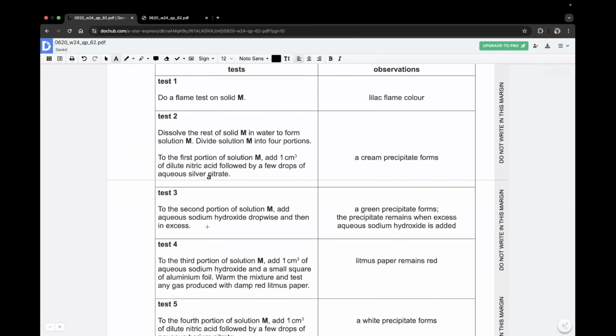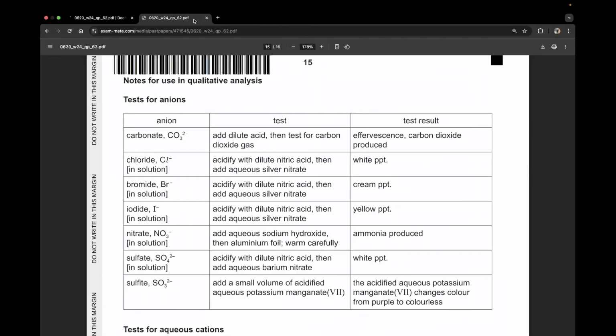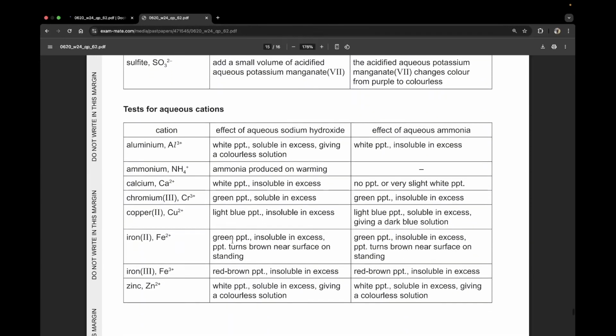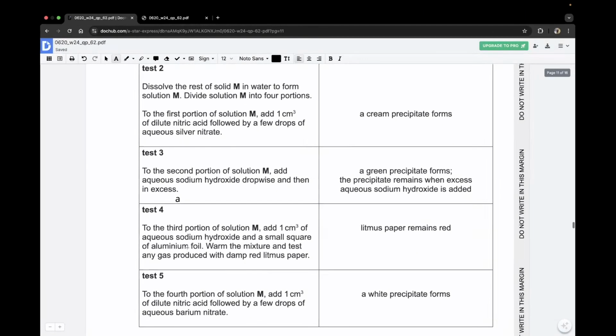And you add aqueous sodium hydroxide dropwise and then in excess, and a green precipitate forms. The precipitate remains when excess aqueous sodium hydroxide is added. So you go to the aqueous cations here. We see the green precipitate, you see green precipitate for 2 of these. This is soluble in excess. This is insoluble in excess, and if it is remaining, that means it needs to be insoluble, so it's iron as well, that's part of it.